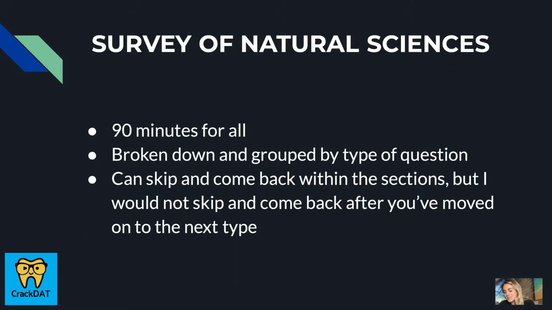So the first section is Survey of Natural Sciences. This is kind of frustrating with the DAT, but it's grouped into one section called Survey of Natural Sciences, and that includes bio, gen chem, and orgo. You have 90 minutes to do all of them, and they're clustered but not separated. So once you open Survey of Natural Sciences, you're fully in all of those questions.